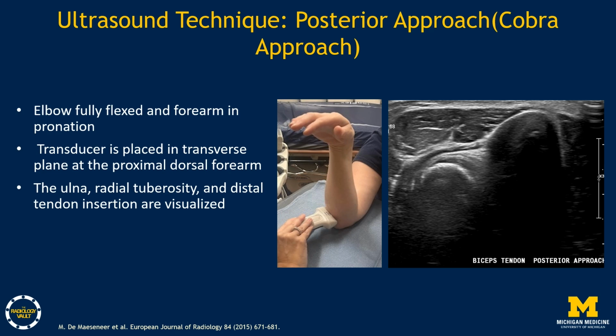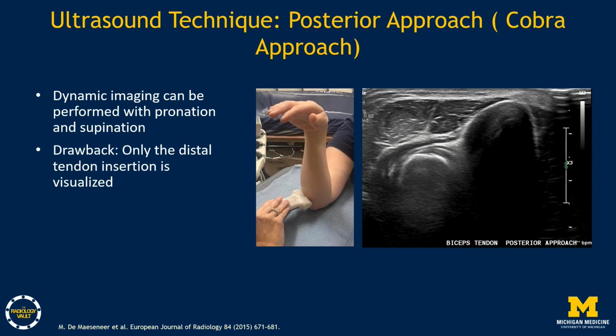Moving to the last approach, which is the posterior approach, also named the cobra approach or cobra position, we ask the patient to have the elbow fully flexed and the forearm in pronation, as we can see here. So we place the transducer in the transverse plane at the proximal dorsal forearm. And here we have the corresponding sonographic imaging, where we see the ulna, we see the radial tuberosity, and here we see the distal biceps tendon fibers inserting in the radial tuberosity.